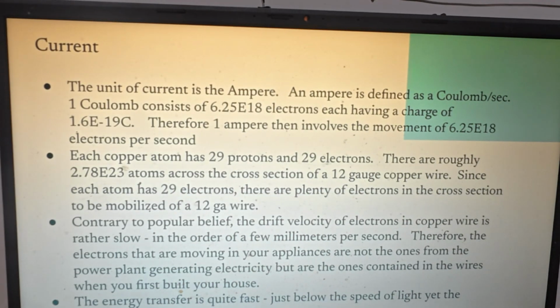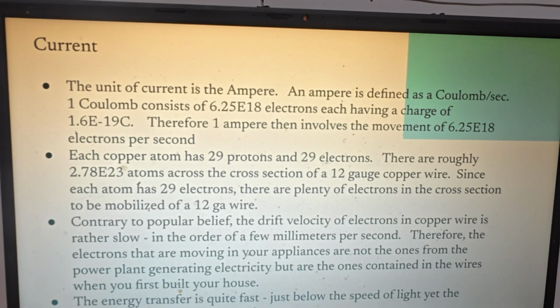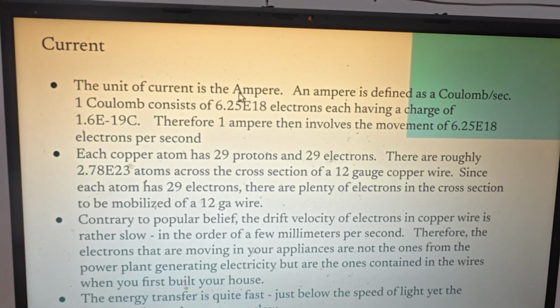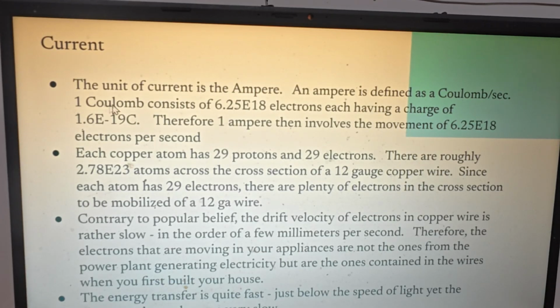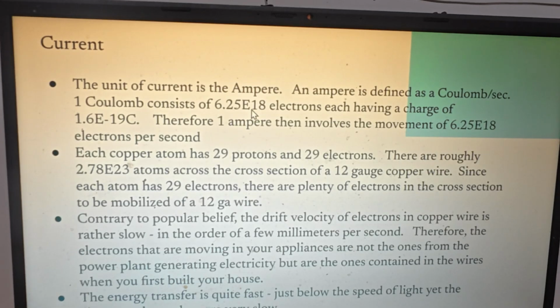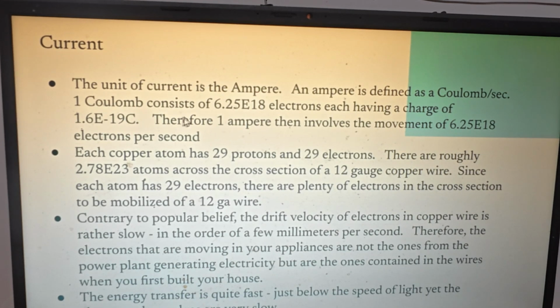So going back to the slideshow, the unit of the current is the ampere. The ampere is defined as a coulomb per second. Now, what is a coulomb? A coulomb consists of 6.25 e to the 18th electrons, each having a charge of 1.6 e to the minus 19th coulomb. That is the definition of 1 coulomb. Therefore, 1 ampere involves the movement of 6.25 e to the 18th electrons per second. So that's how many electrons are moving for 1 ampere.